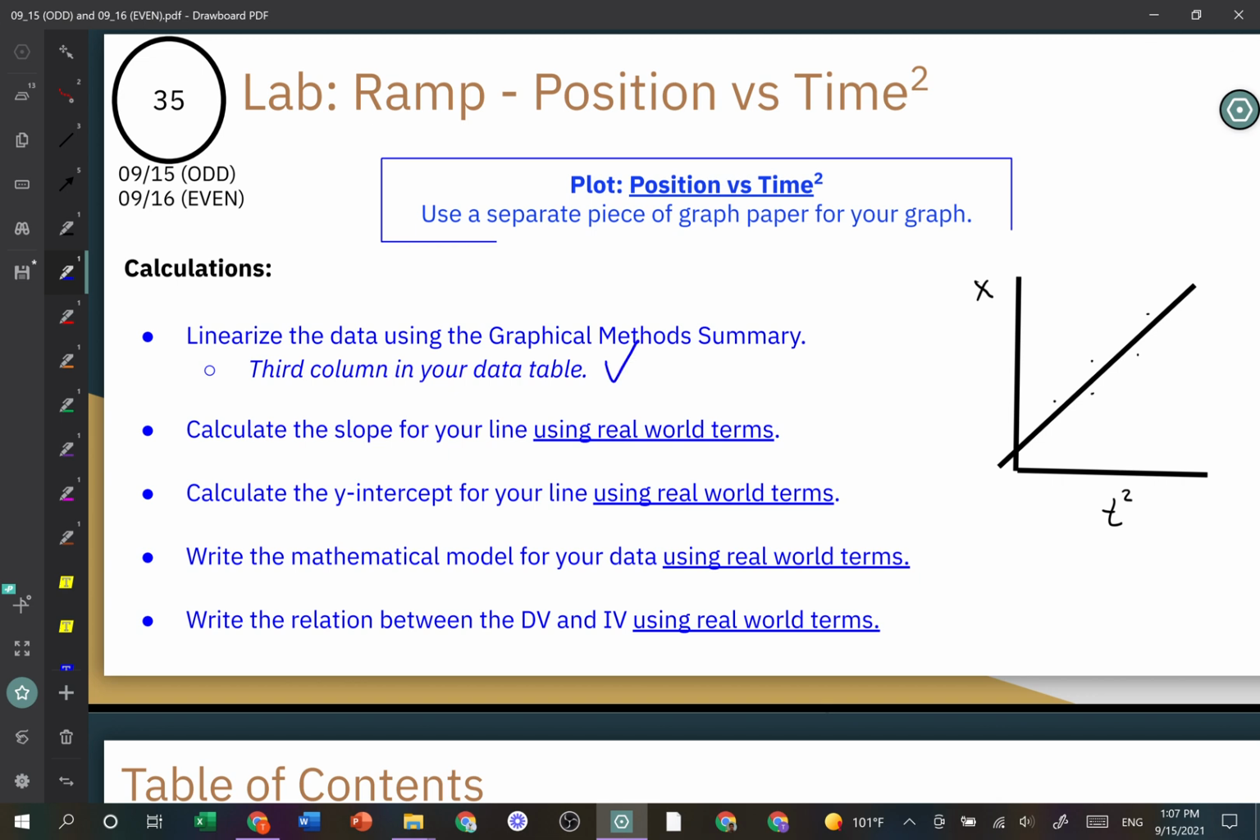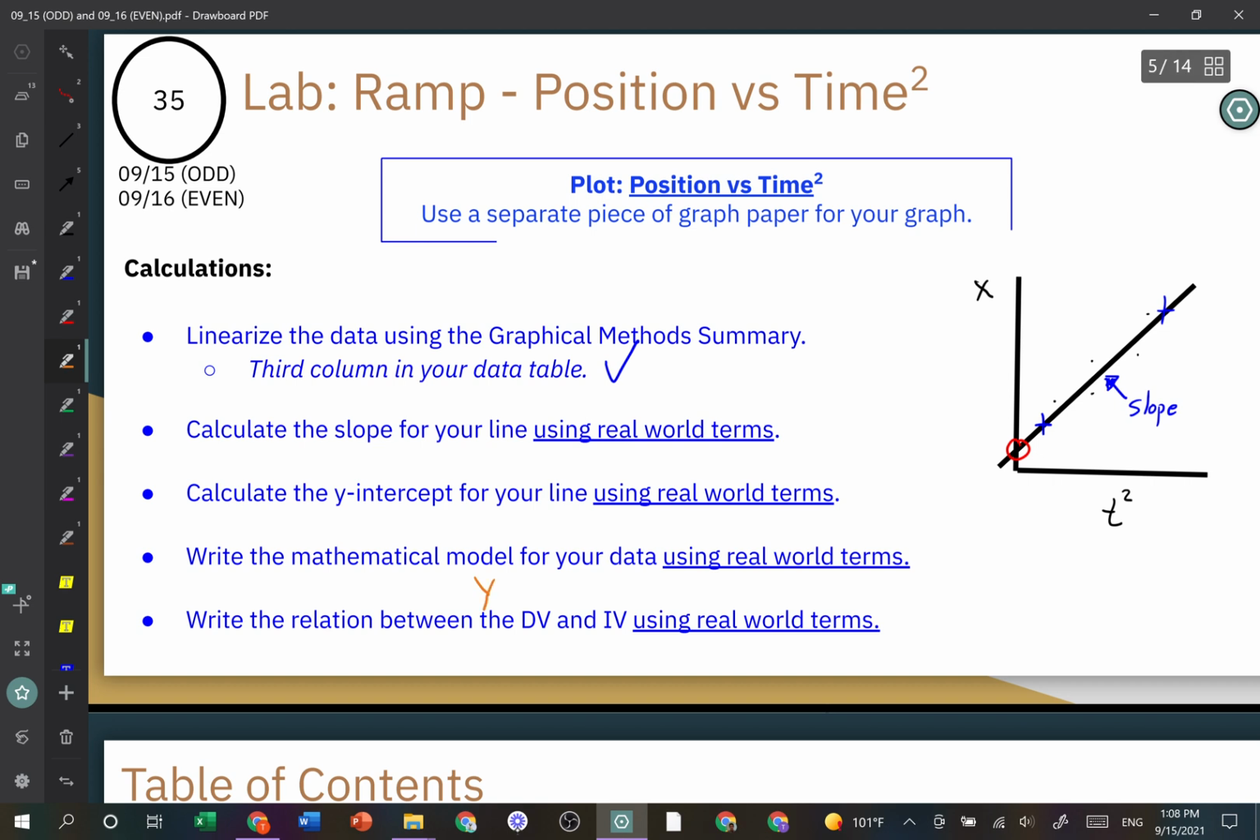Then you are going to calculate the slope for your line using real-world terms. So you can use points on the line itself to figure out what the slope is going to be. The slope of that line right there. Then you are going to figure out the y-intercept, the point where it's going to intercept the y-axis. In this case, at a time squared of 0 squared seconds, what is the position in meters?